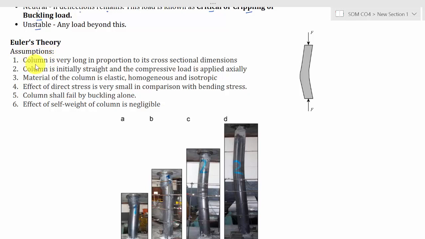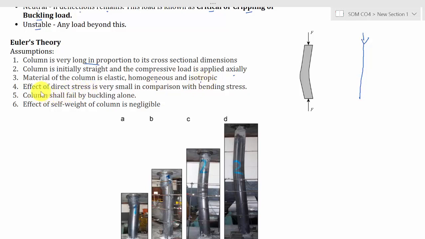The first assumption considered for Euler's equation is the column is very long in proportion to its cross-sectional dimension. Comparing with the cross-sectional dimensions of the column, the length is very high. The second one is the column is initially straight and the compressive load is applied axially. Initially the column will be straight and the compressive load is applied exactly on the center line. The third assumption is the material of the column is elastic, homogeneous and isotropic.